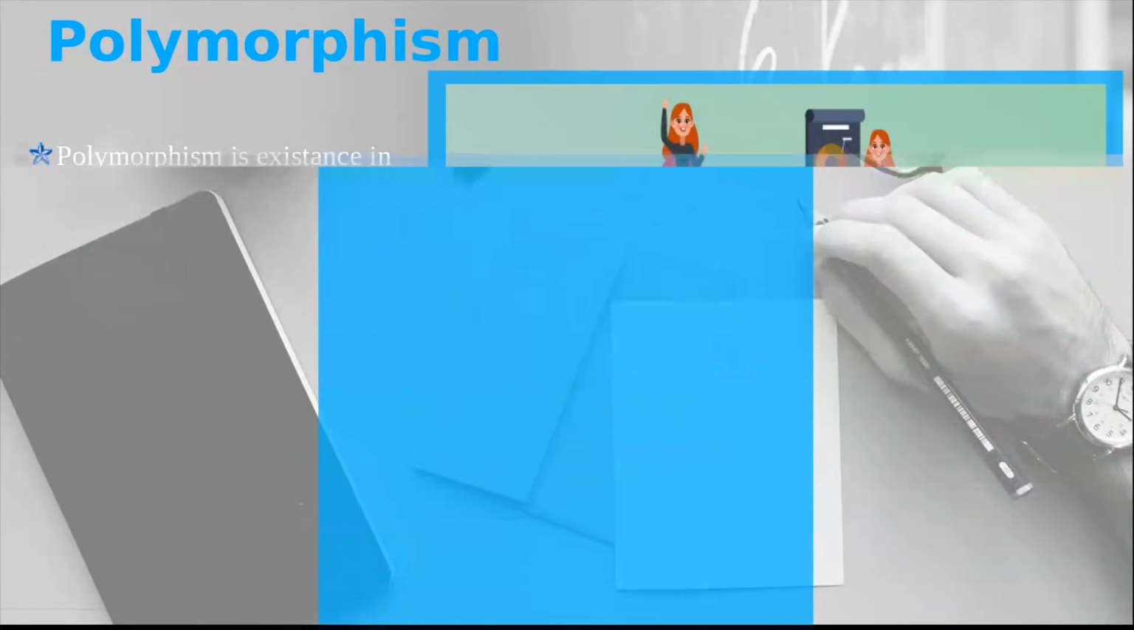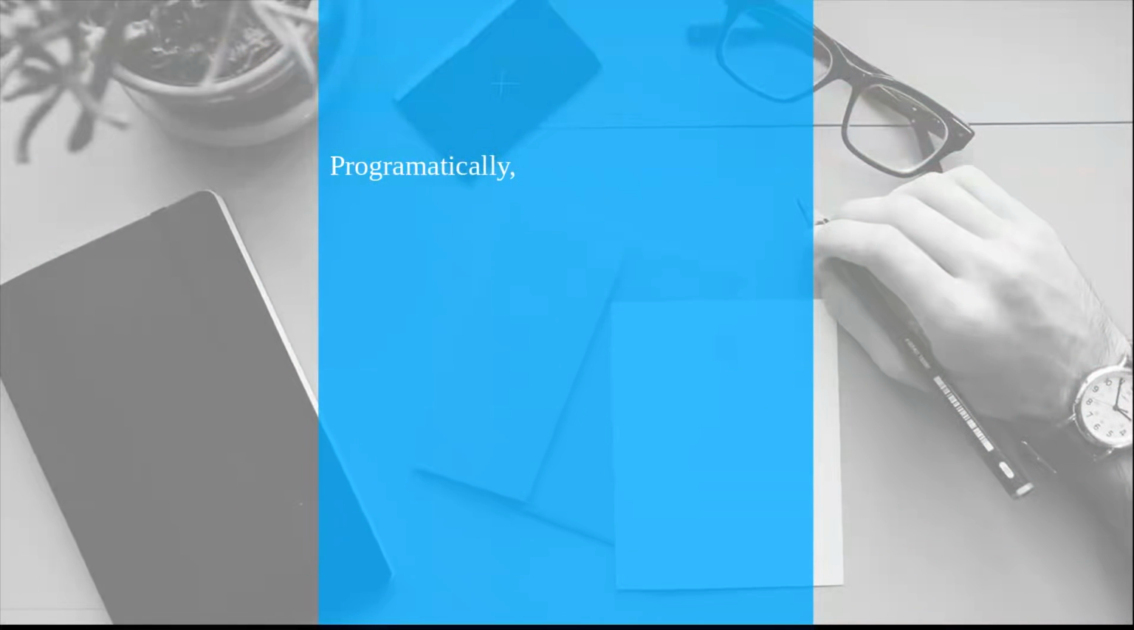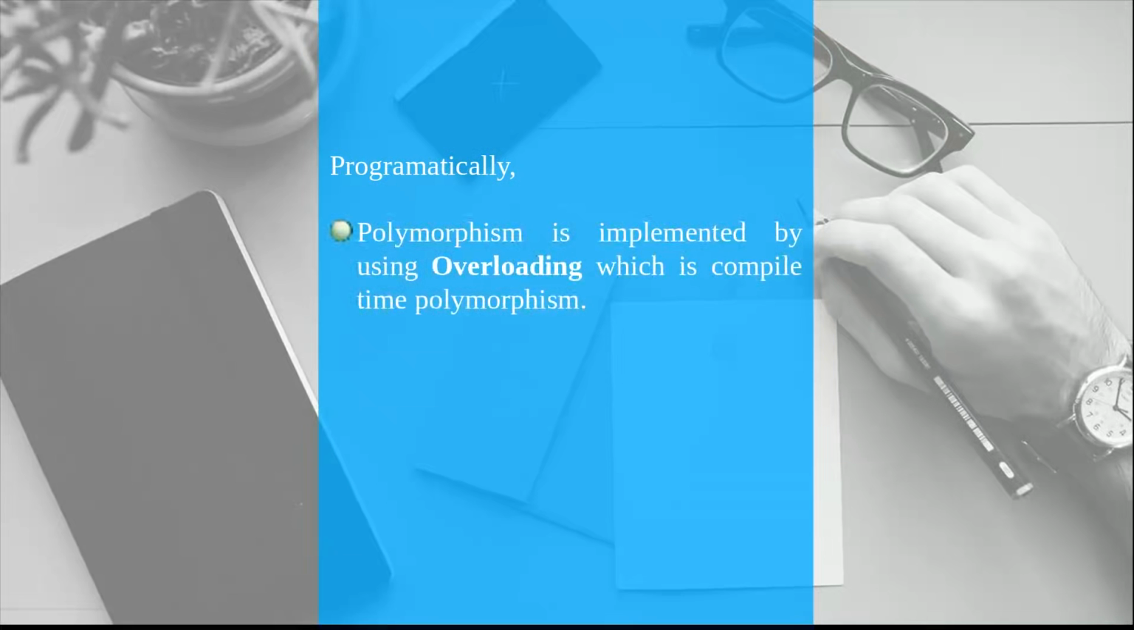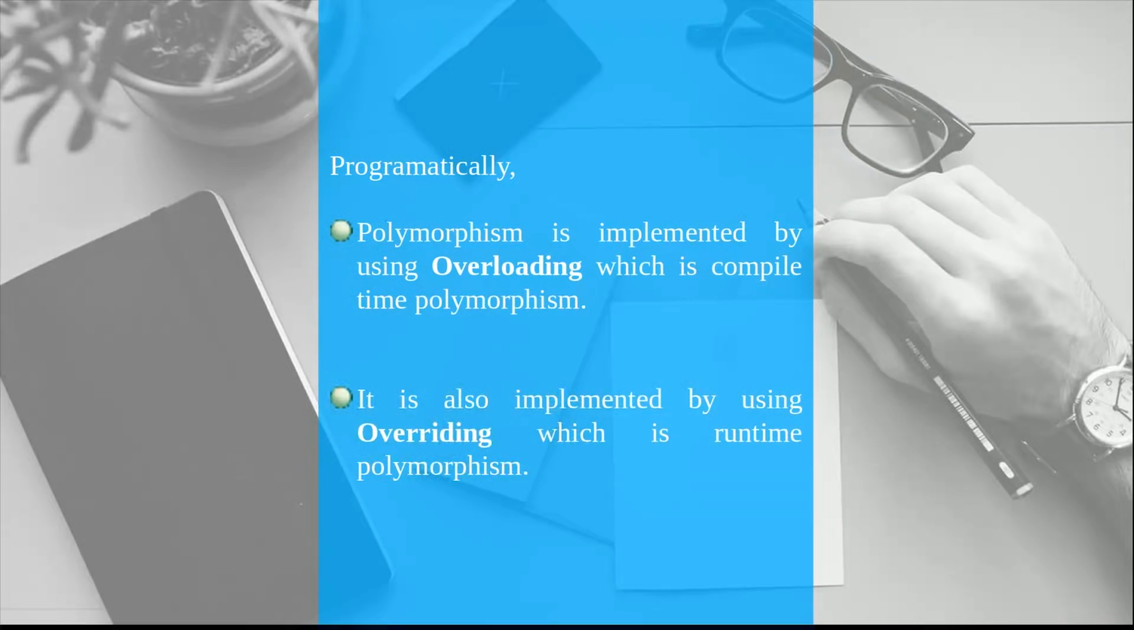So next we'll come to the programmatic implementation of overloading. Here, programmatically, polymorphism is implemented using overloading, which is compile time polymorphism. And overloading is nothing but where the functions have the same function name but different functionalities. I'll be coming into it in detail. Now it is also implemented using overriding, which is runtime polymorphism. Overriding is nothing but the base class has got a function, and the same function is implemented in the subclass, and you can add on certain features into the same function.